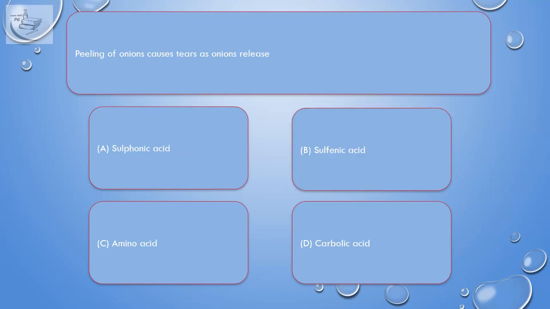Question: peeling of onions causes tears as onions release A. Sulfonic acid. B. Sulfuric acid. C. Amino acid. D. Carbolic acid. Correct answer is B. Sulfuric acid.